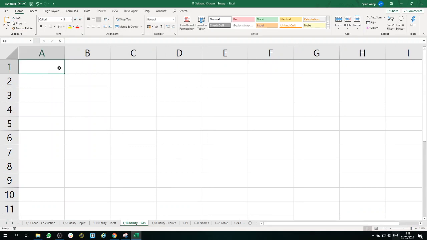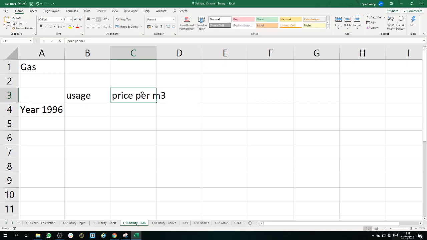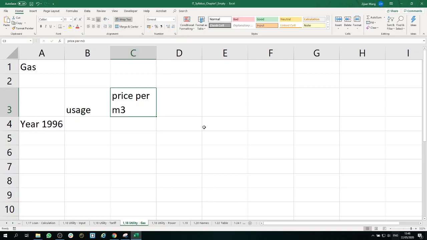Okay, A1 is here, and in A1 we need gas, and I'll just start typing everything. So year, that's in A4. So year 1996, usage, price per cubic meters. So this one you see the content is already more than the cell can handle. So again we're gonna use the wrap text.